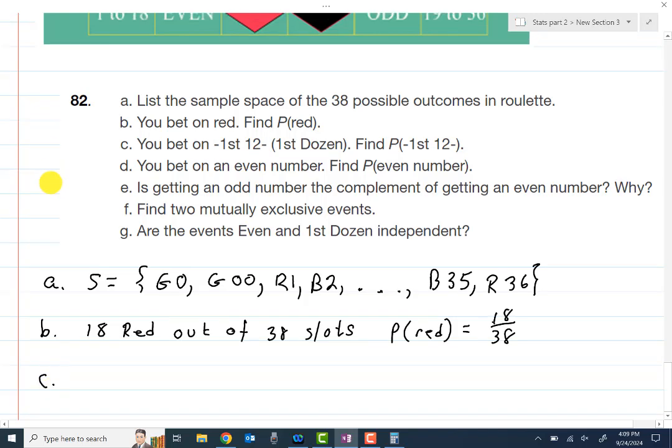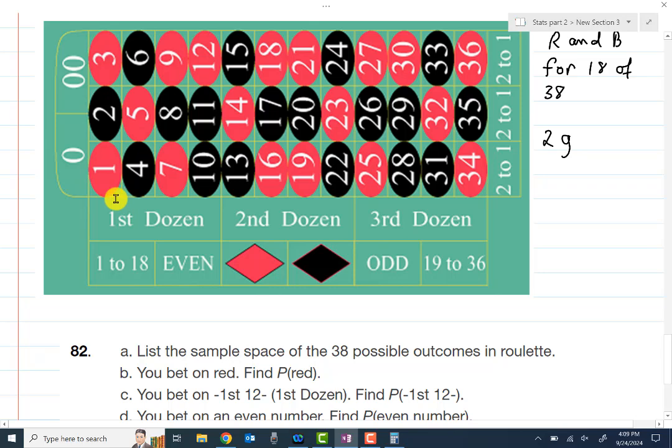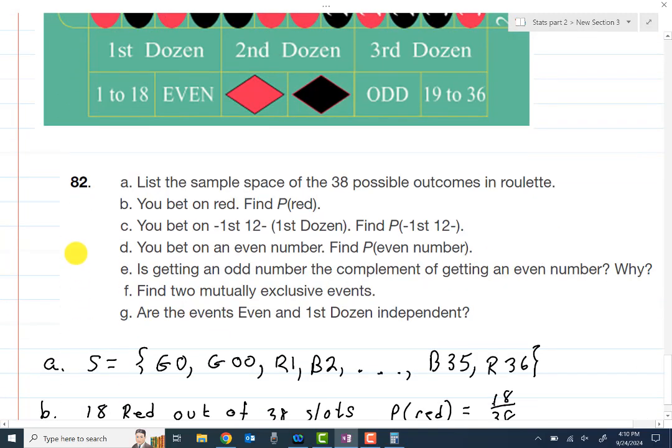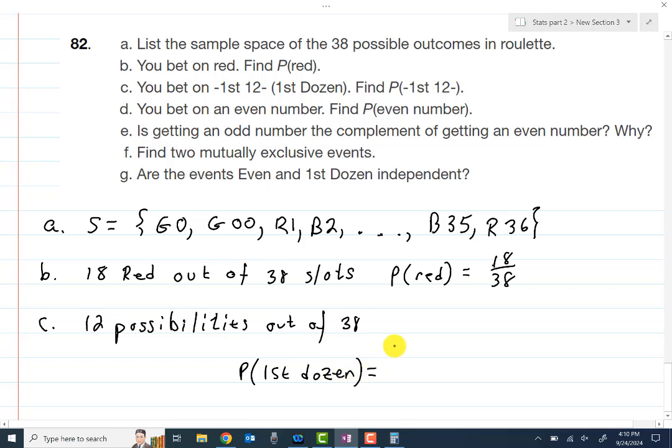You bet on the first dozen. So when you're at the table, you get this. This is how the thing looks, how you can do your betting. The first dozen is over here, so you would lay your money in this spot here. And if any of these 12 numbers came up, you would win. So there are 12 possibilities out of a total of 38. That means the probability of the first dozen equals 12 out of 38.